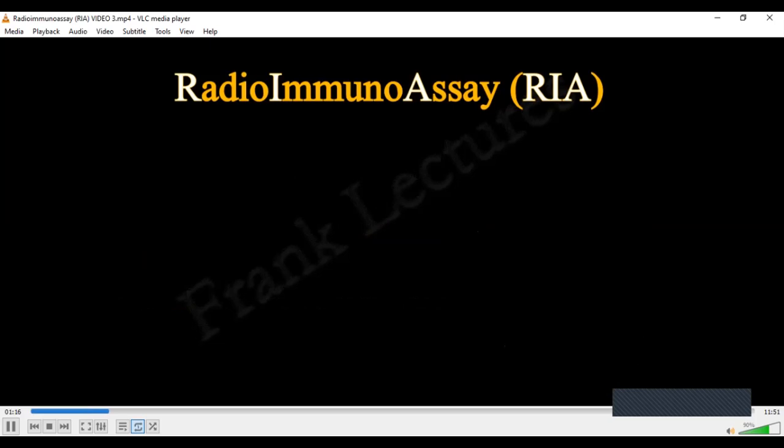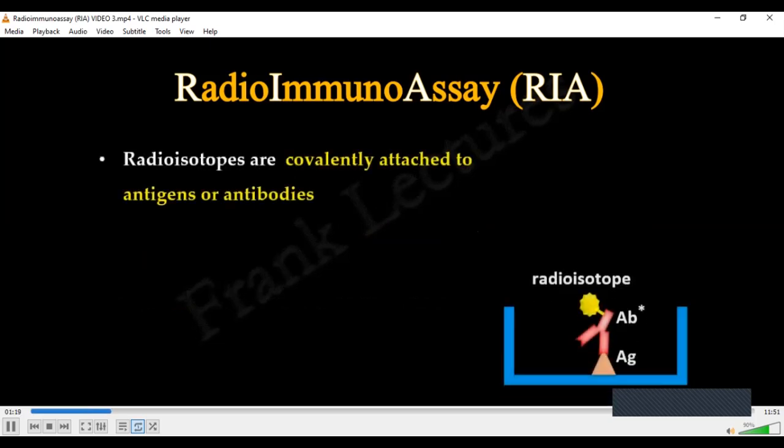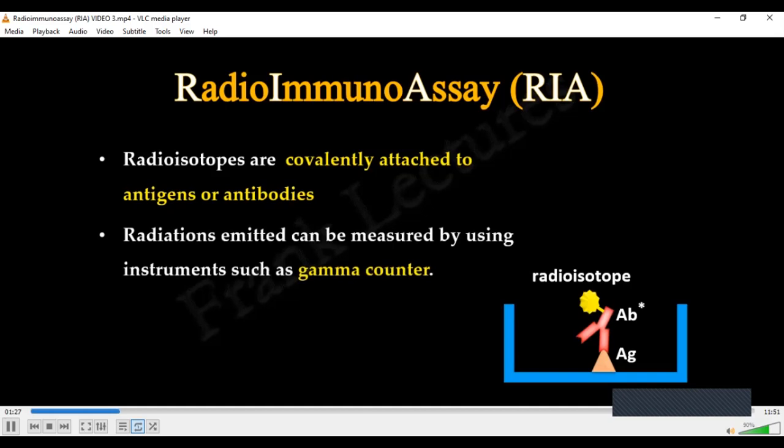In radioimmunoassay, the antigens, or antibodies, are labeled with radioisotopes. We know that radioisotopes emit radiations. These radiations can be detected and measured using specialized instruments such as gamma counter. Most popular radioisotope used as a tag is iodine-125.